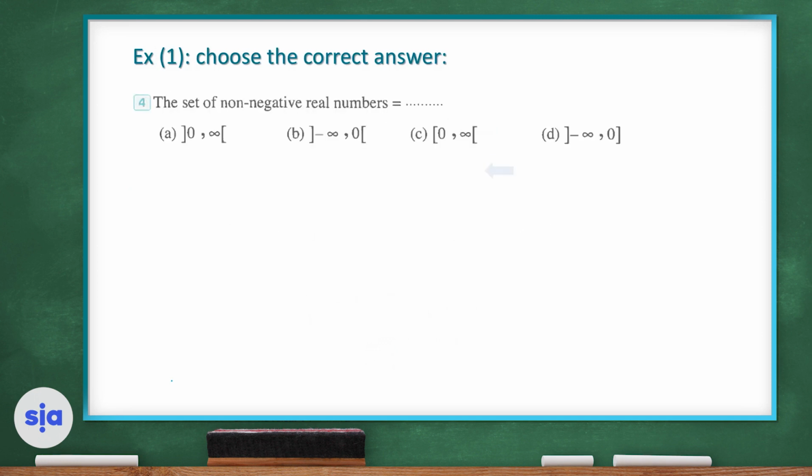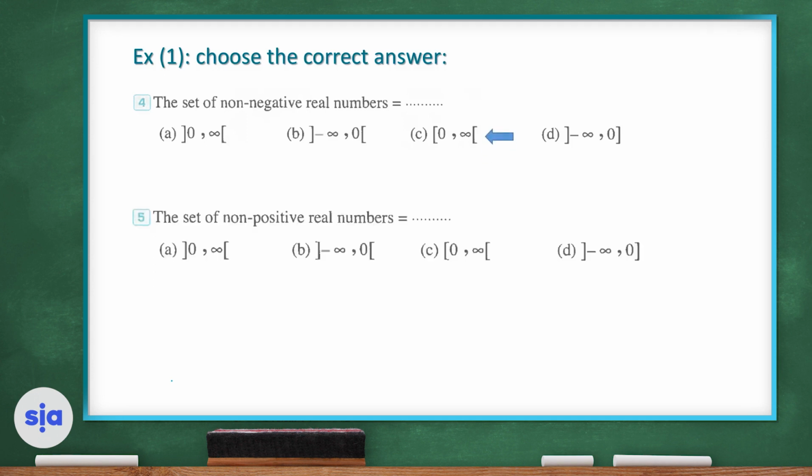Question 4. The set of non-negative real numbers is what? Does it include 0? Yes, because 0 is not negative, right? So it's 0 or positive. So 0 and above. So 0 closed until positive infinity. So here it is choice C.